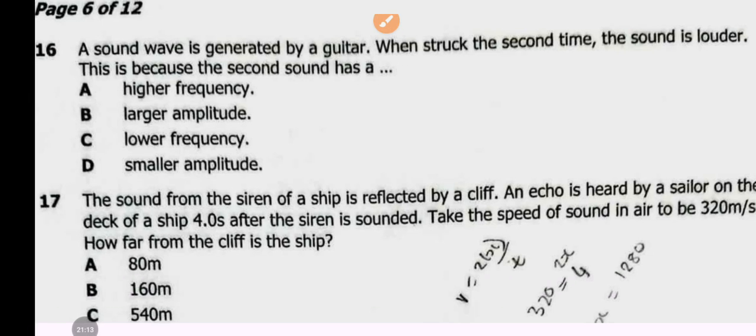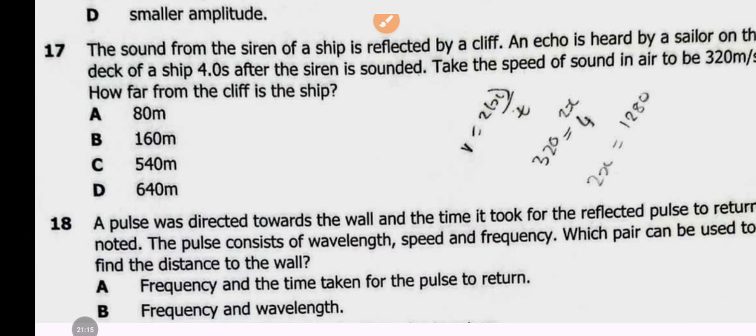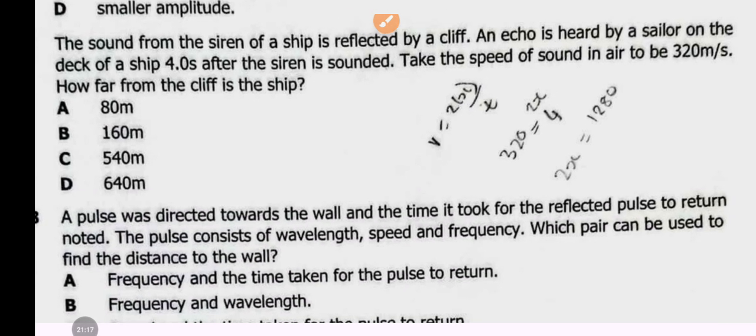Alright, so option B is correct. Question 17. The sound from the siren of a ship is reflected by a cliff. An echo is heard by a sailor on the deck of a ship, sorry, 4.0 seconds after the siren is sounded. Take the speed of sound in air to be 320 meters per second. How far from the cliff is this ship?